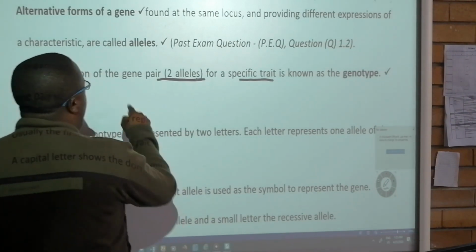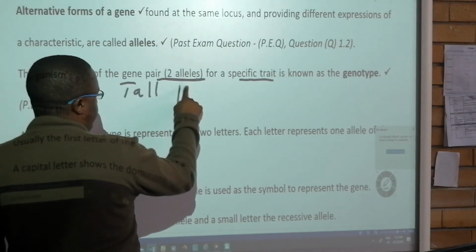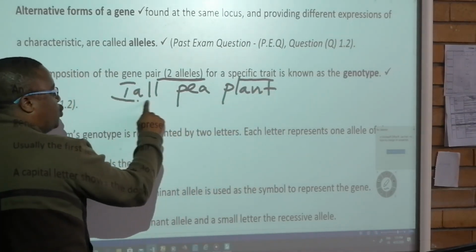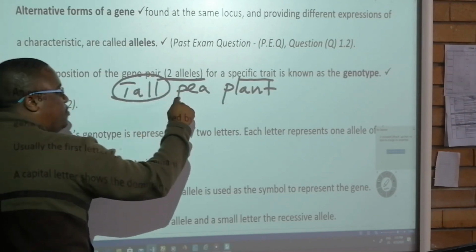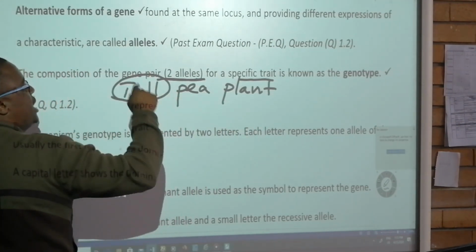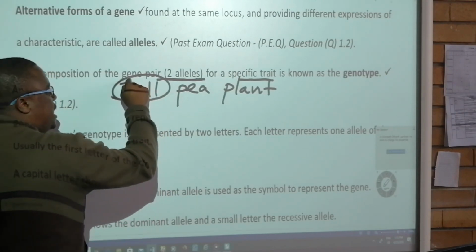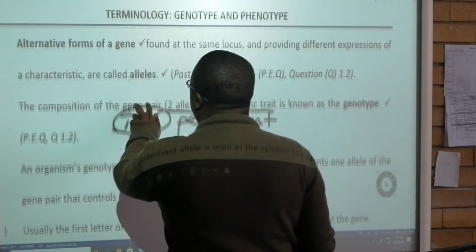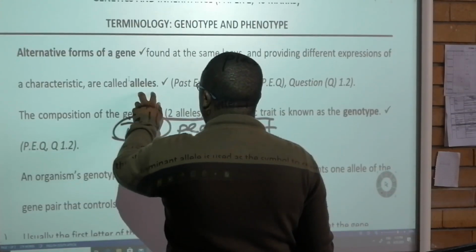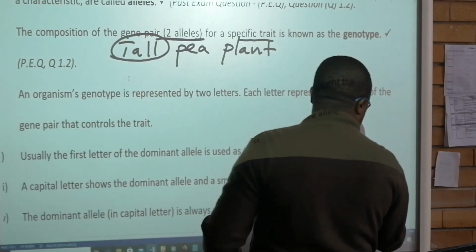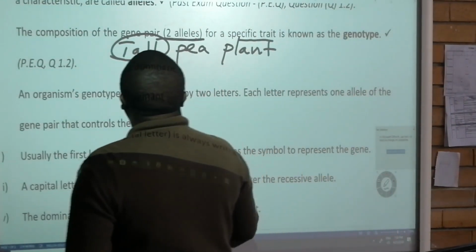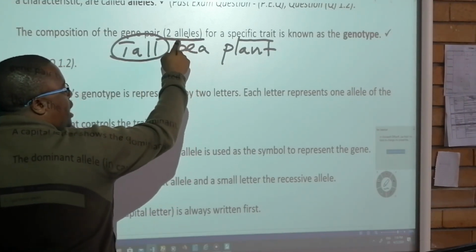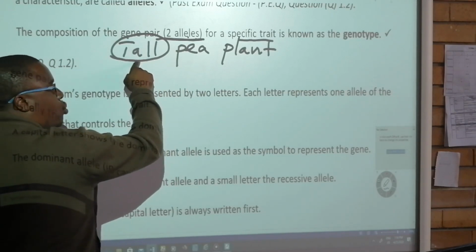This means that for a tall pea plant, for this pea plant to be tall, it must have a gene pair. A gene pair that has two alleles, and the two alleles together are ensuring that the plant becomes tall.